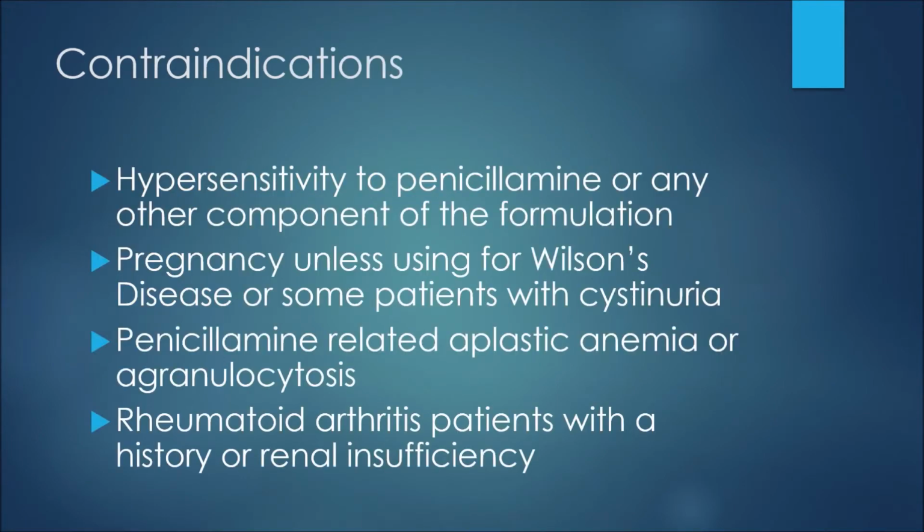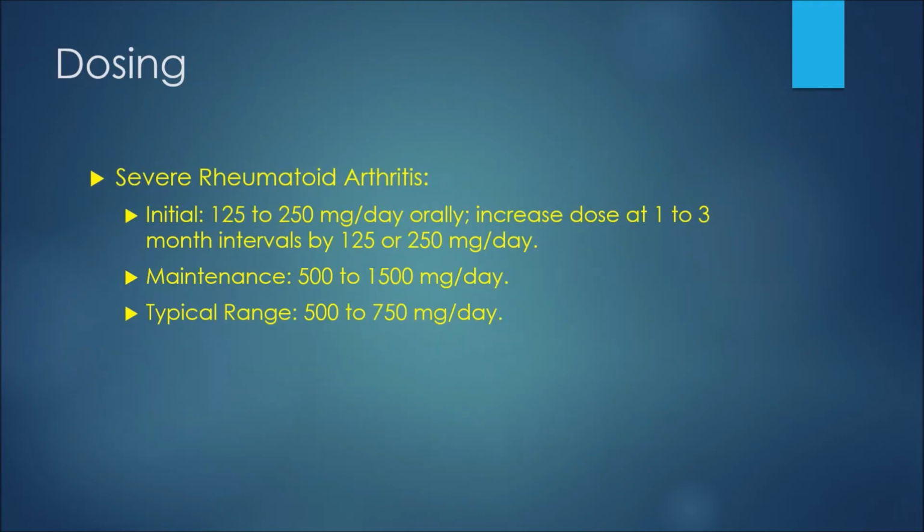With respect to contraindications or reasons we would not be able to prescribe penicillamine, well, first of all, we wouldn't give this medication to a patient who had a hypersensitivity to penicillamine or to any other component of the formulation. They would not use this medication during pregnancy unless using for Wilson's disease or some other patients that may have cystinuria. Penicillamine-related aplastic anemia or agranulocytosis would be a contraindication at this point, as well as rheumatoid arthritis patients with a history of renal insufficiency.